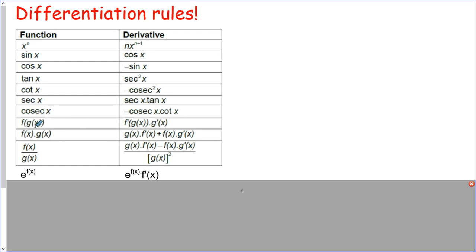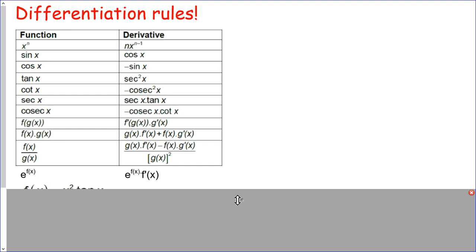And this can actually be nested into multiple levels, as we'll see just now. The derivative of e to the x is just e to the x. Applying the chain rule idea here, the derivative of e to the f of x would be just e to the f of x times the derivative of f of x.